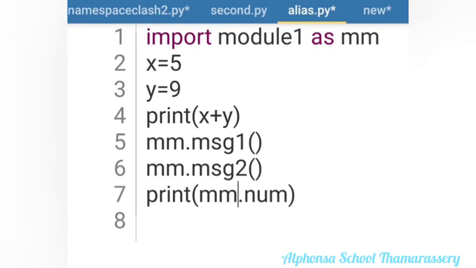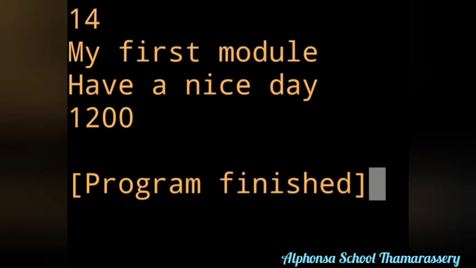We can specify an alias name for a module by giving an import statement like this: import module name as an alternate name. Here the alias name is mm. So I am using mm.msg1, mm.msg2, then mm.num. Instead of module 1 I use mm. So at execution time you can see the output as before.